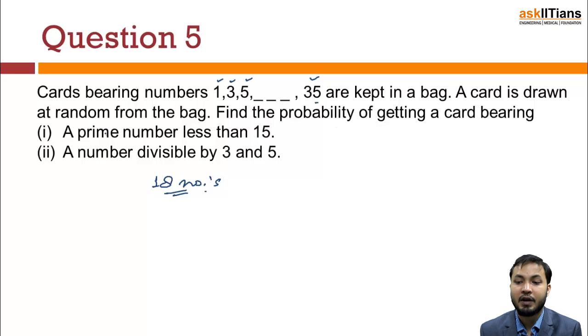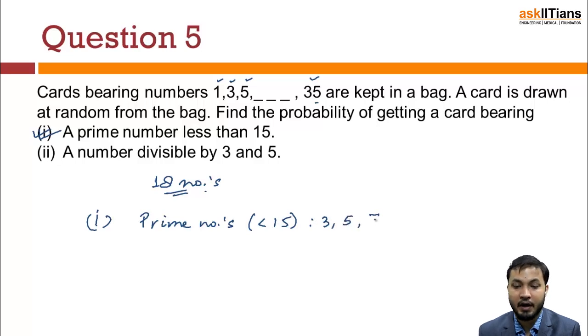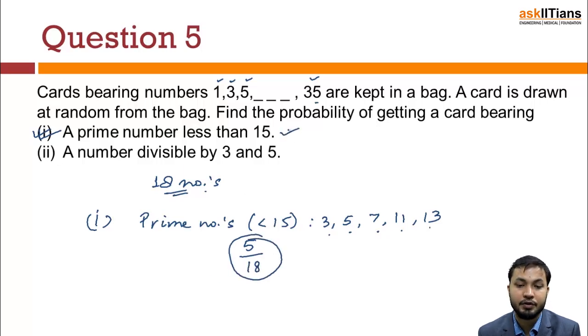Now, if a card is drawn at random, find the probability of getting a card bearing a prime number less than 15. The prime numbers less than 15 are 3, 5, 7, 11 and 13. So I have 1, 2, 3, 4, 5. So it will be 5 by 18. This will be the probability of our first part.